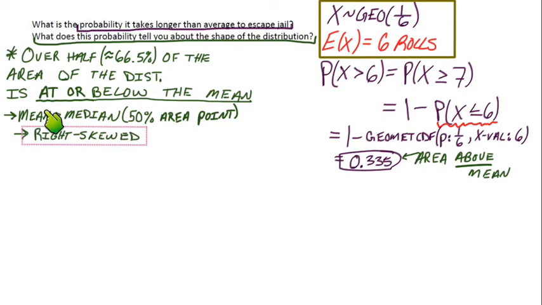So if the mean is greater than the median, it's right skewed. If it's the other way, median bigger than mean, it's left skewed. And if they're equal, that's when it would be symmetric. But in this case, we know that there's only 33.5% of the area above the mean. So that puts our mean somewhere above the 50% marker or above the median, which means this is going to be a right skewed distribution.